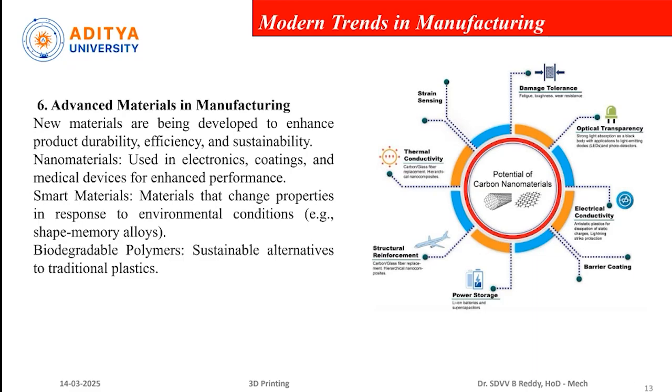Now coming to the last one, electrical conductivity, which includes anti-static plastics for dissipation of static charges. We can also see lightning strike protection, pollution barrier coatings, and power storage such as lithium ion batteries and super capacitors. Here the structural reinforcement, these are all applications, right? This is the potential of carbon nanomaterials, which are useful for thermal conductivity and strain sensing. See here the smart materials, nanomaterials and also smart materials, and biodegradable polymers.